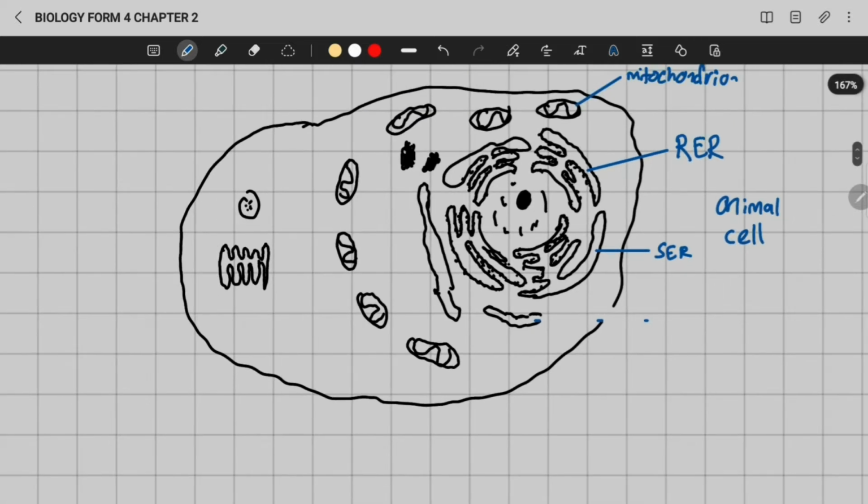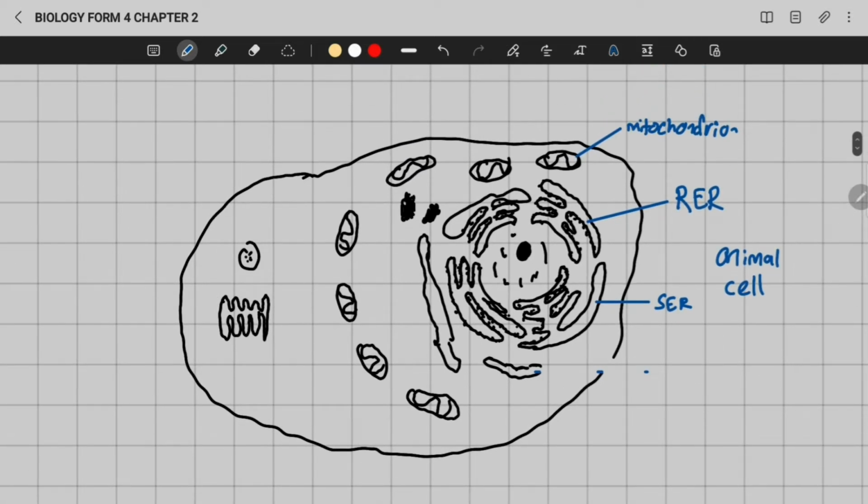Also for your information, the rough endoplasmic reticulum or the smooth one shares its membrane with the nuclear membrane. Not shared, it's like that: both of the membranes border each other. So they will ensure the effectiveness of protein transportation, which we will learn later.